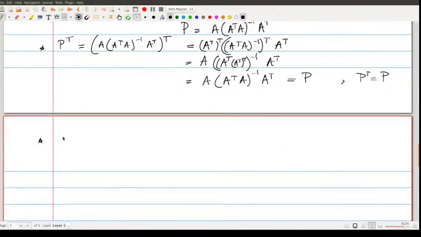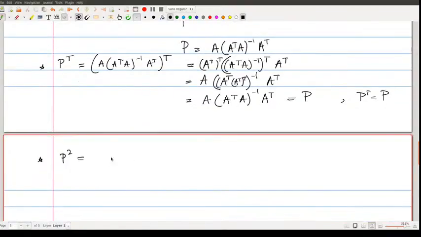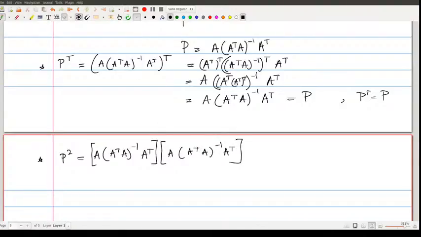which was P squared. Now P squared is going to be A. Let's write the matrix once. So A transpose A inverse times A transpose, and let's write the whole thing again, which is this is P, and this is another P, right? So A times A transpose A inverse times A transpose, and now we get A times A transpose A inverse. So parentheses don't matter because matrix multiplication is associative, and we get this nice little form.